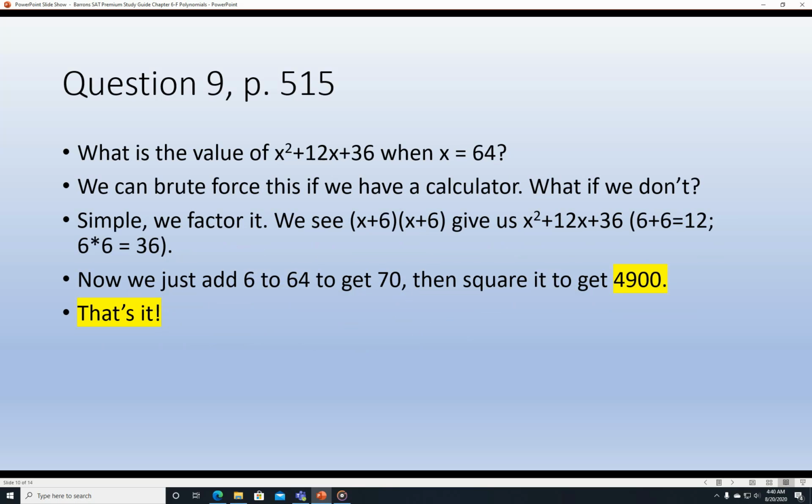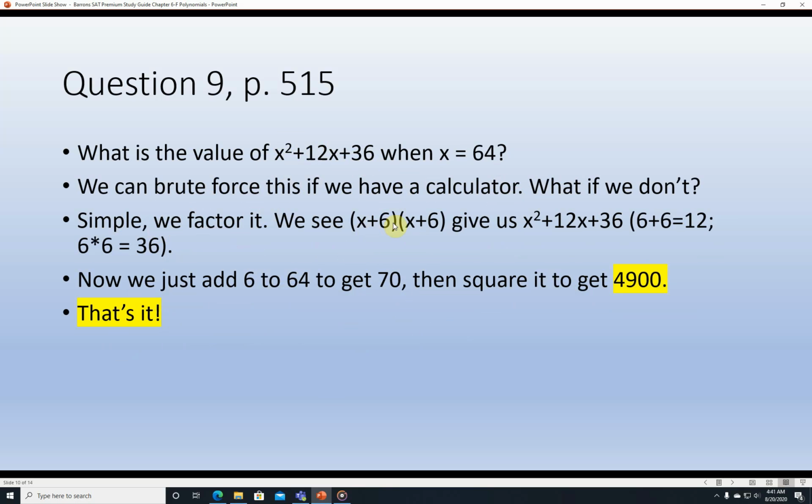What is the value of x squared plus 12x plus 36 when x equals 64? So, like a previous problem, if we have a calculator, we can just brute force it and literally just go 64 squared plus 12 times 64 plus 36 is whatever it is. What if we don't? What if it's on the non-calculator section? Simple, we can factor it.